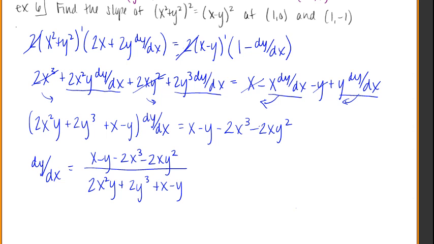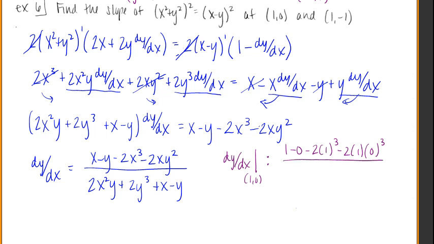Okay, now from there we just need to go back. That's technically the derivative, and now we just need to find it specifically at the points. So dy/dx, the derivative evaluated specifically at (1, 0), that's how you read it. So the derivative at (1, 0) is going to be 1 minus 0 minus 2 times 1 cubed minus 2 times 1 times 0 cubed, over 2 times 1 squared times 0 plus 2 times 0 cubed plus 1 minus 0.